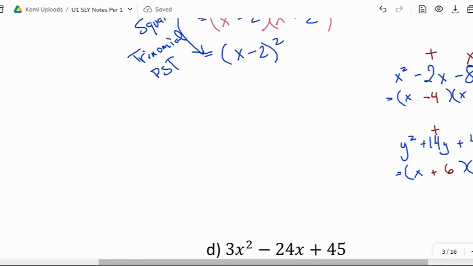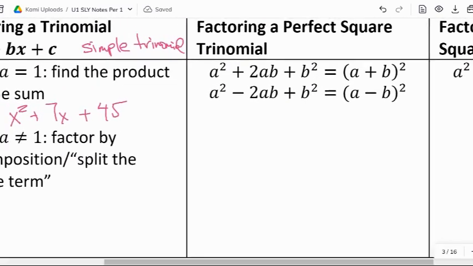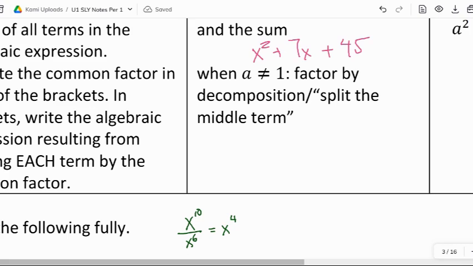Let's recall what we do when it's not a simple trinomial, when your a value is not 1. So the x squared has a coefficient. For example, 4x squared plus 20x minus 17. I'm just making up numbers, right? This is not a simple trinomial. Can I common factor this one? No, right? So it truly is a non-simple trinomial.